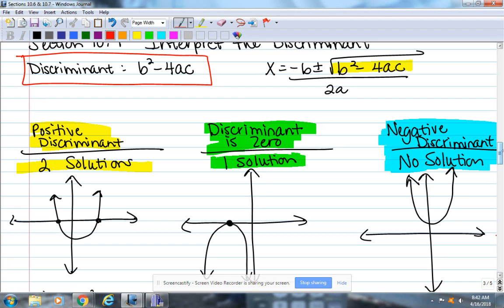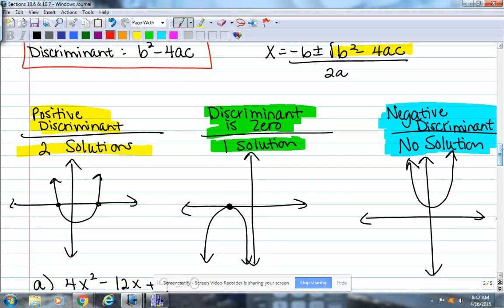So I'm going to give y'all another minute to get that all copied down. I know I kind of talked through it really quickly. Those are not specific parabolas. They're just examples of what the graphs look like when you have a positive, 0, or negative discriminant.